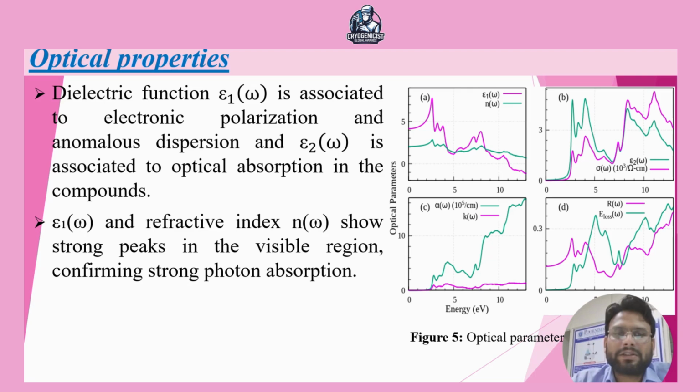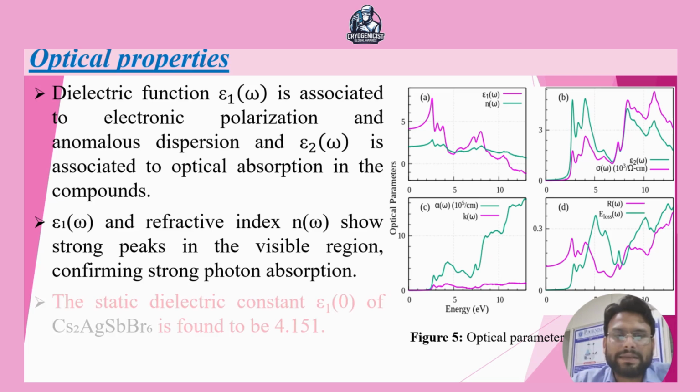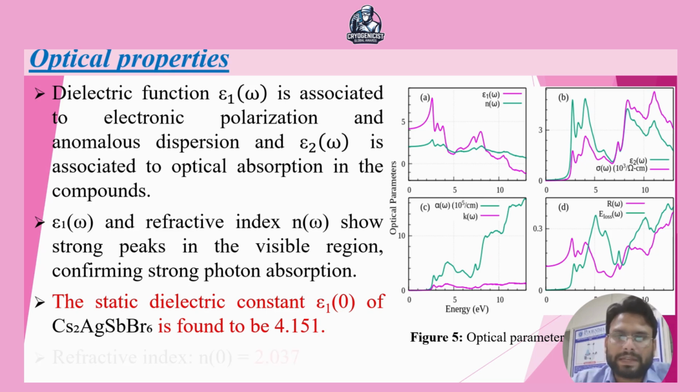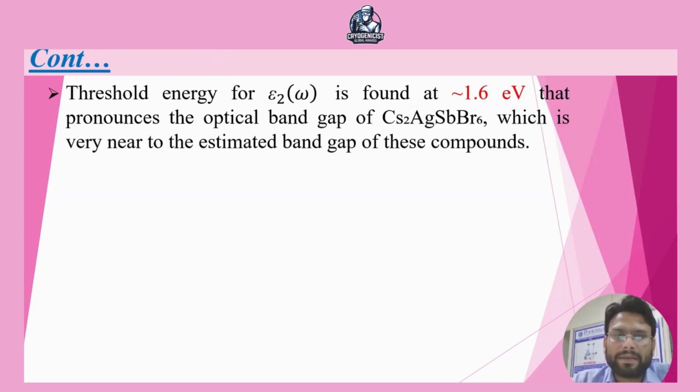Epsilon omega and refractive index n omega show strong peaks in the visible region. As you can see, the peaks are between 2 to 3 electron volt of energy. So we can say that these peaks are in the visible region. The static dielectric constant, which is denoted as epsilon 0 for this material, is found to be 4.151. Okay, it is the onset value of epsilon 1. Refractive index is found to be 2.037. It is again the onset value of n omega.